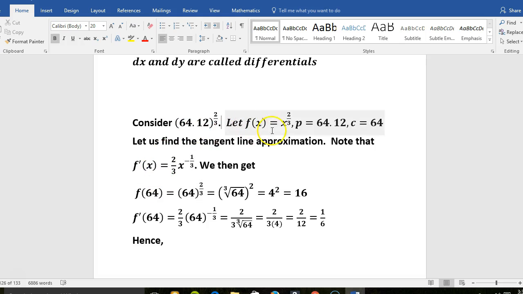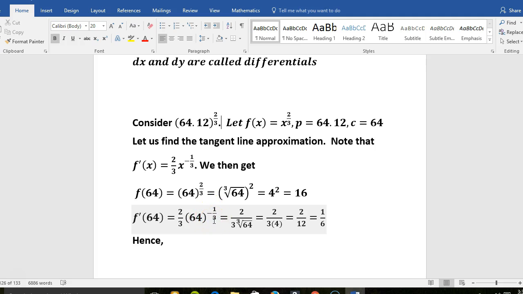Remember, f of x is x to the 2/3. So by the power rule, f prime of x would be 2/3 x to the negative 1/3 power. You bring the 2/3 down, subtract 1 from 2/3, and get negative 1/3. Then we go down here and throw 64 into f prime. So f prime of x is 2/3 x to the negative 1/3, so just throw 64 into x here. So it's 2/3, and put parentheses around the 64 and raise it to the power of negative 1/3.